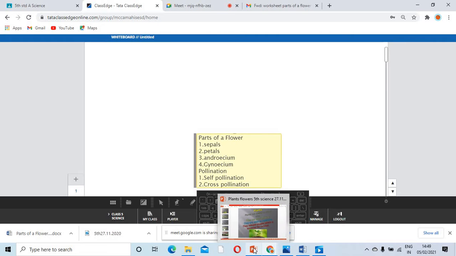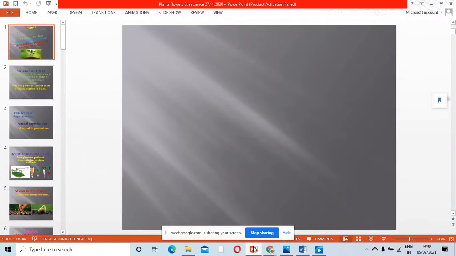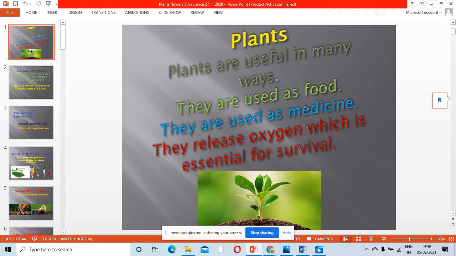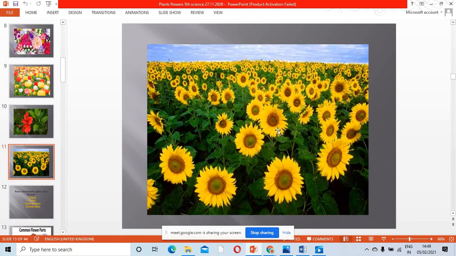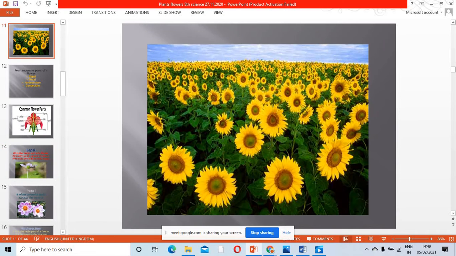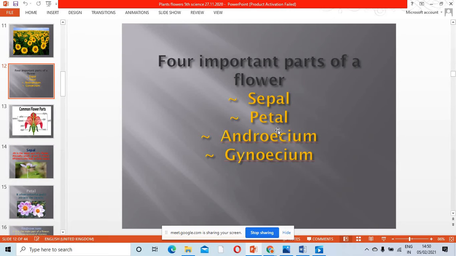First, I will show you a presentation where I will just explain along with these slides. See, this is the sunflower and how beautifully it has bloomed. So now we come to the major part, the four important parts of the flower. First one is the sepal, second one is petal, androecium and gynoecium.